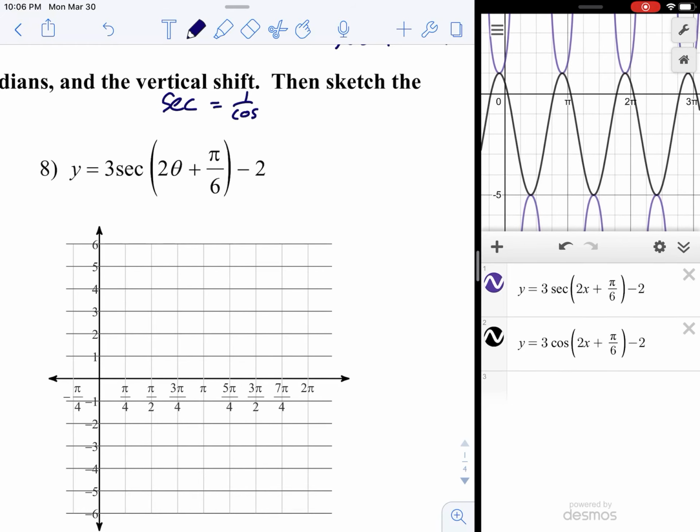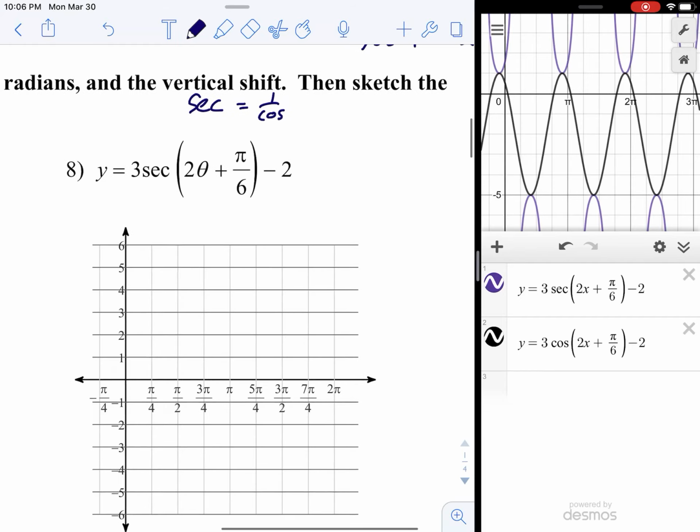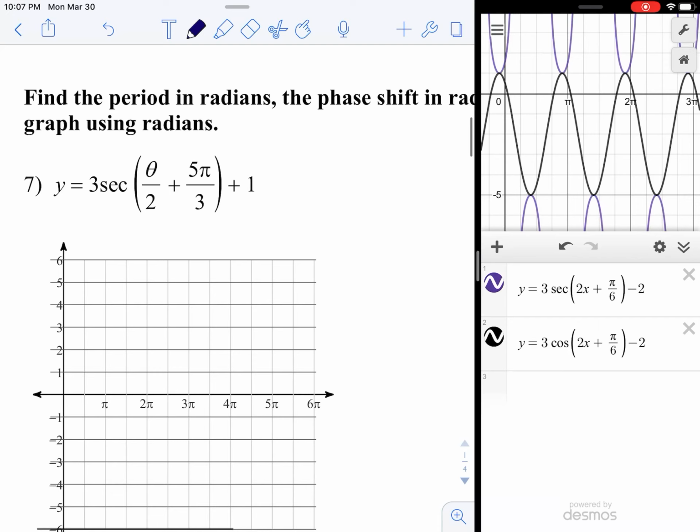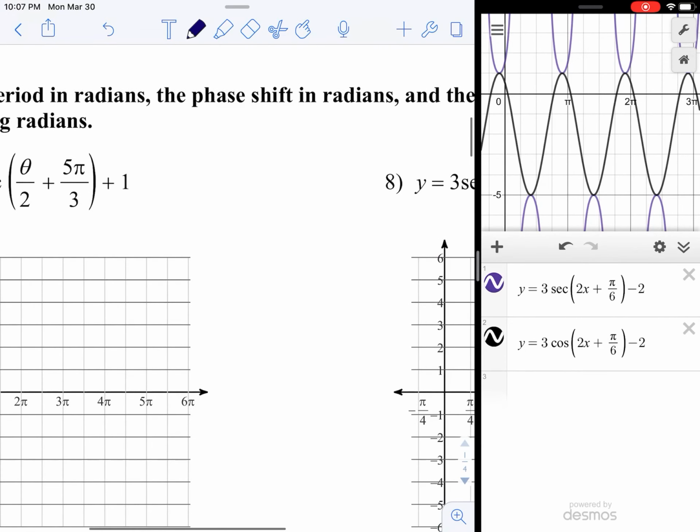So secant has a period length. It has a phase shift. It has a vertical shift. It does not technically have an amplitude. An amplitude is the distance from the center of a wave to the top, or from the center to the bottom.